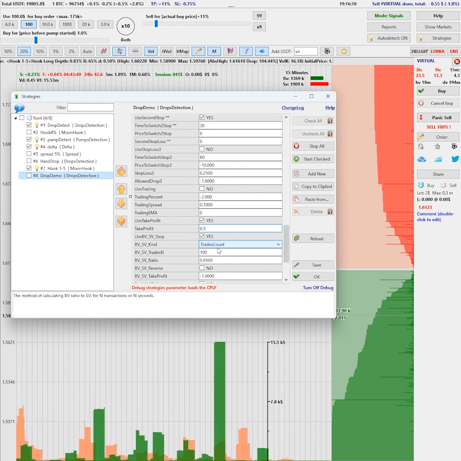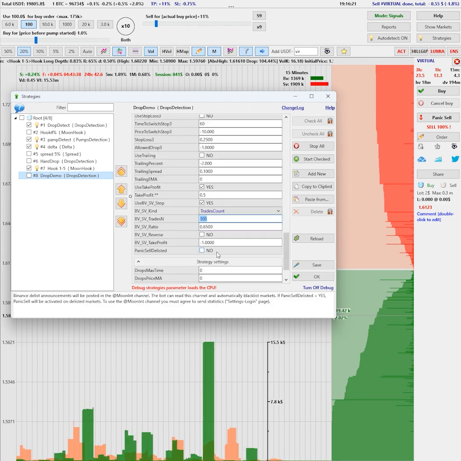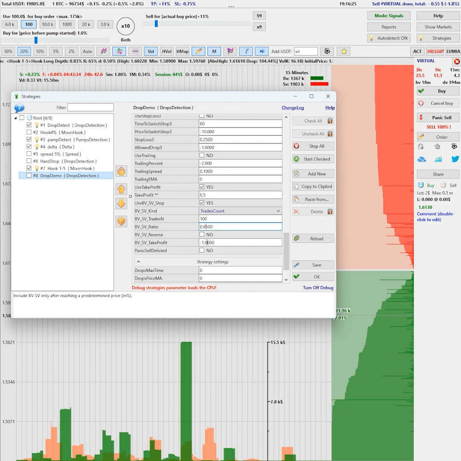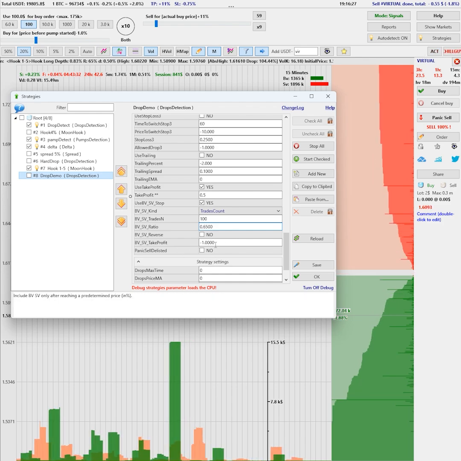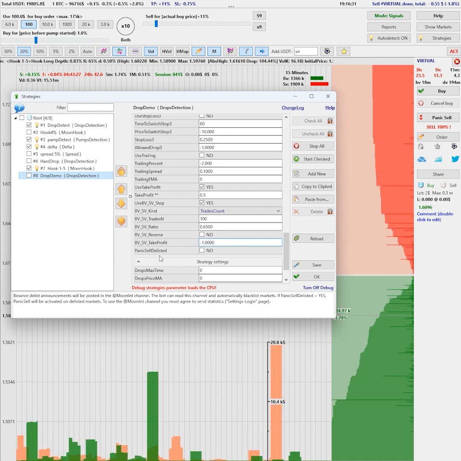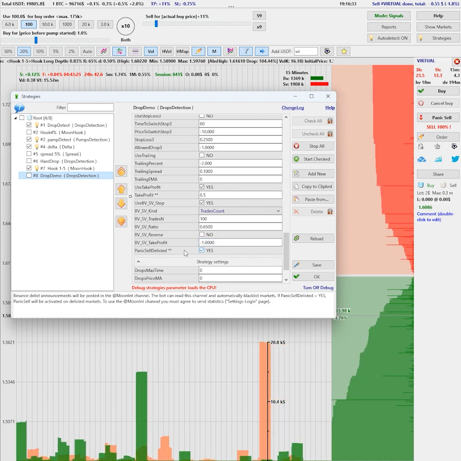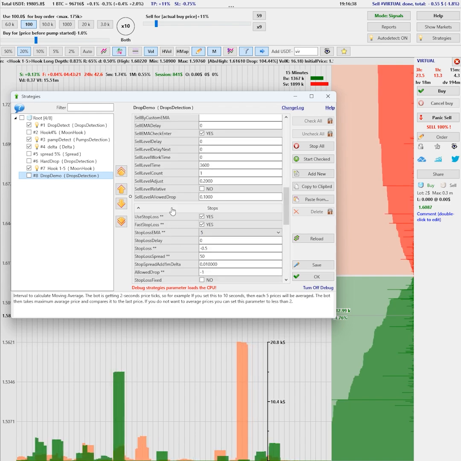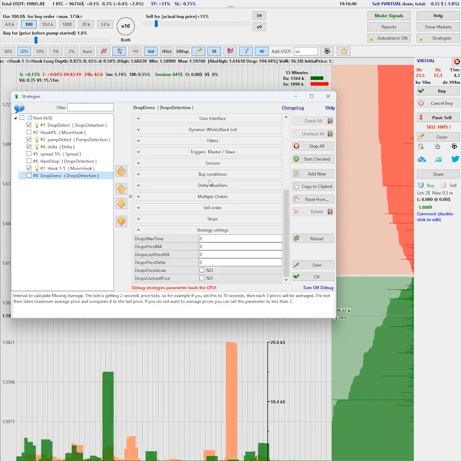PV/SV stop, we said yes. Trades count over the last 100 trades, 0.65 the ratio. Not reverse. SV take profit doesn't matter, let's just not use it. Panic sell delisted, yes, because if the coin gets delisted, let's just sell it. Ooh, this was a lot.